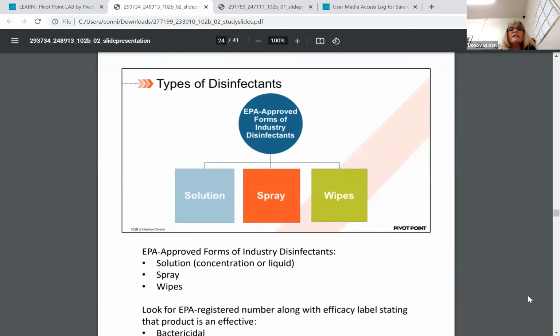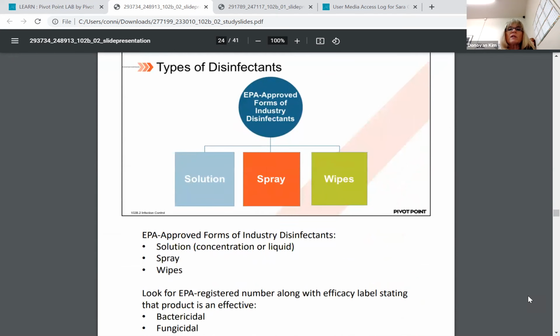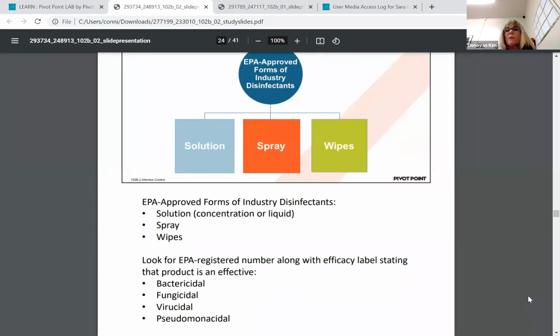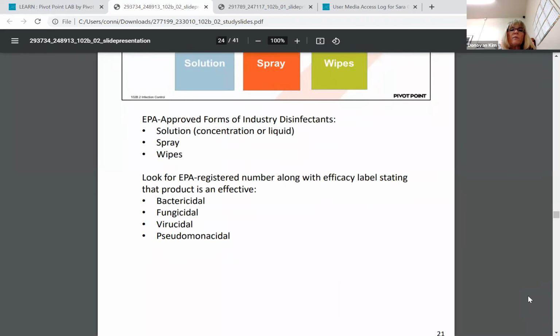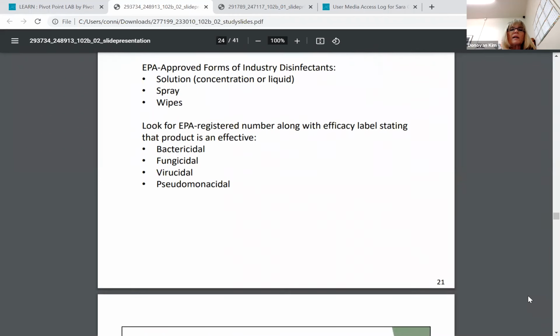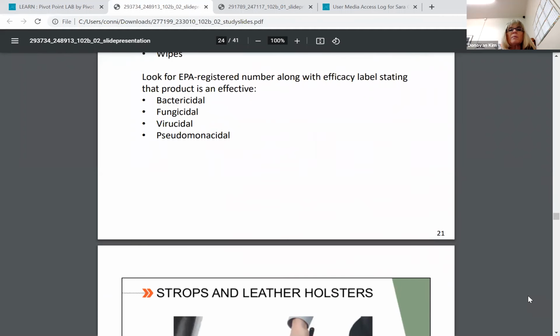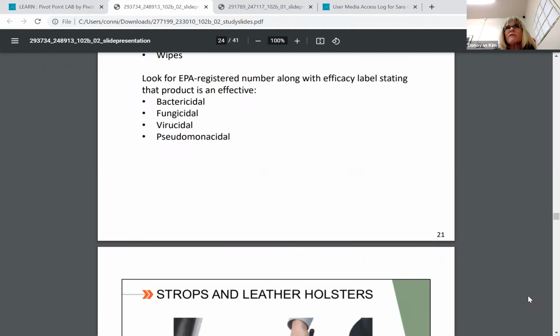So the types of disinfectants that are approved in our industry are a solution, which you would probably need to dilute, the spray, and the wipes. Okay, wipes are becoming more and more popular now. If you buy the ones that you can get at the beauty supply, Barbicide's a really popular one. Lucaside is a very popular one. That's probably about all I've seen lately. I know they have a Ship Shape or something like that.